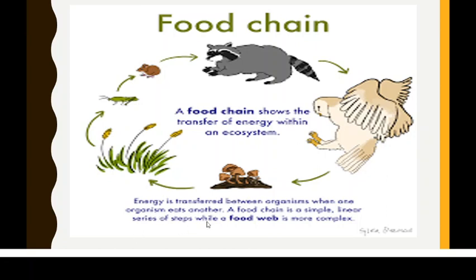So the energy is transferred from one organism to another organism, and the food chain is a simple one, that is, a linear series of steps, while a food web is more complex. A food chain exists in only a single part, but a food web means all over the world, so it is a little bit complex. I will show you a few examples.